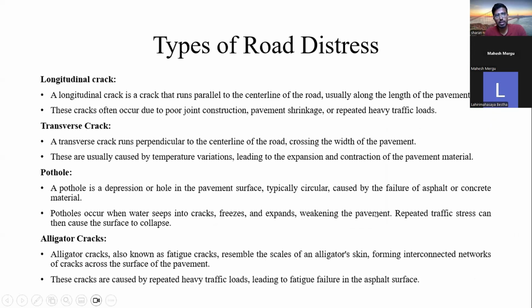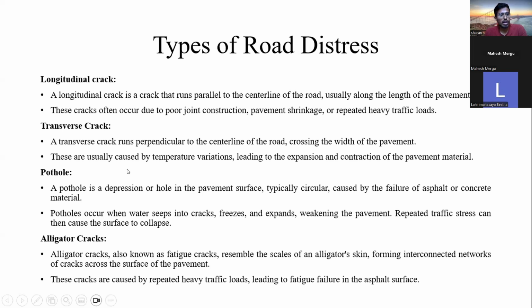Moving on to the next slide, we have the reasons for these cracks as well. Longitudinal cracks generally occur due to poor joint construction, pavement shrinkage, and repeated heavy traffic loads. The reasons for transverse cracks are temperature variations: as the seasons change over time, the pavements shrink and cracks might develop.